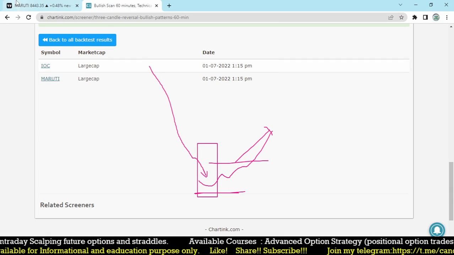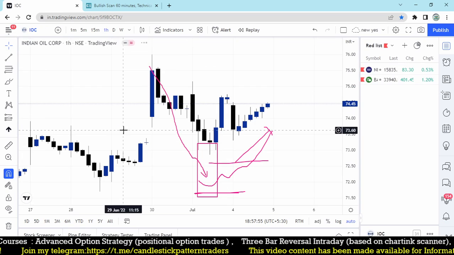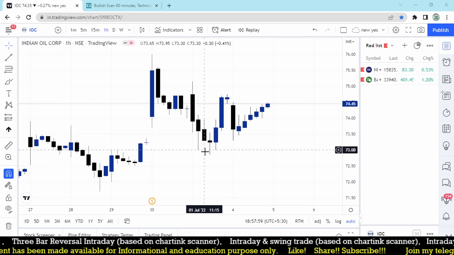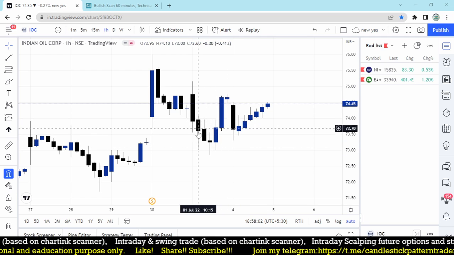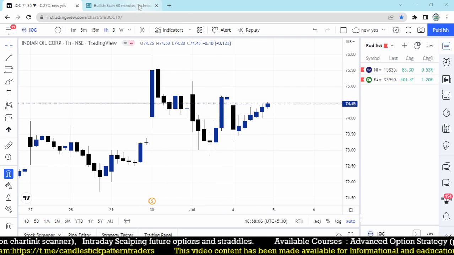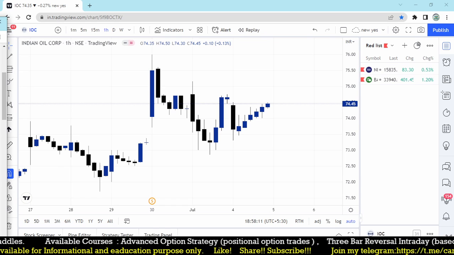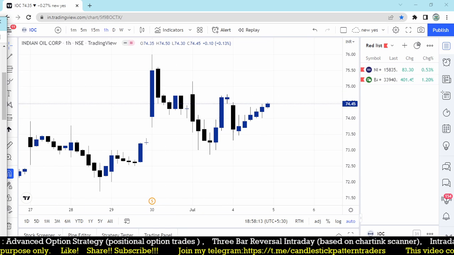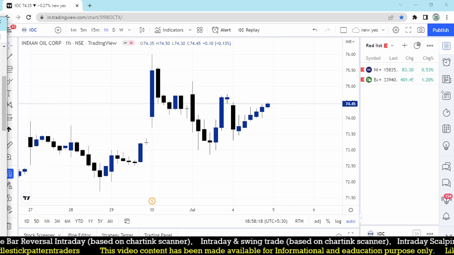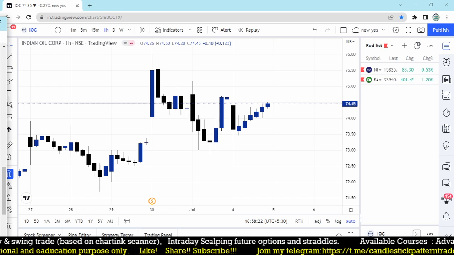And another one is IOC. Let's go for IOC, whether it reversed or not. Let's see the IOC. This was the reversal pattern. Then it should not be for an intraday, because we are using the hourly time frame. Maybe the daily low or daily high, whatever we are using, it may be a daily low, right? That's okay. And we have a weekly low also, right?